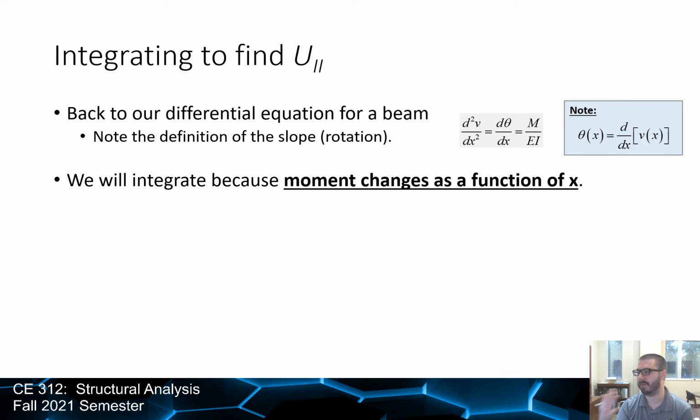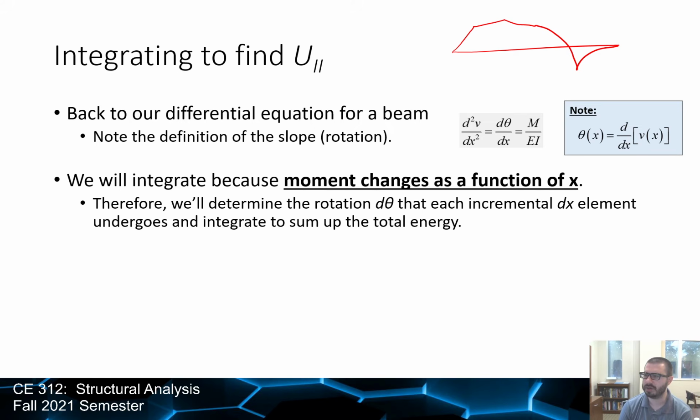And this is why beams are different, right? If I have a beam, this is not an unheard of moment diagram. That's not constant as a function of x. It's changing all over the place, right? So if the moment is changing as a function of x, we need to be able to account for that when we sum up our energy, because that's what we're trying to do when we use the method of virtual work: we're trying to sum up the energy inside the system.